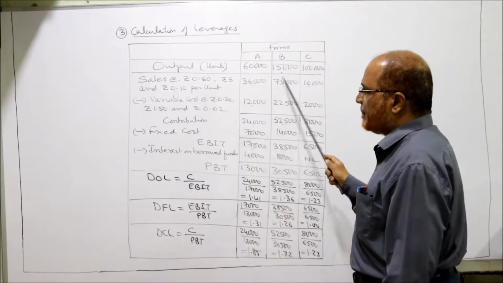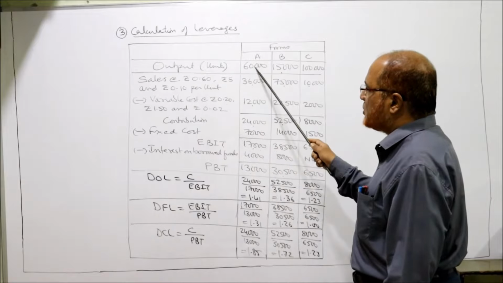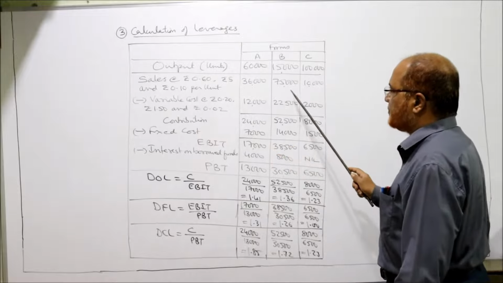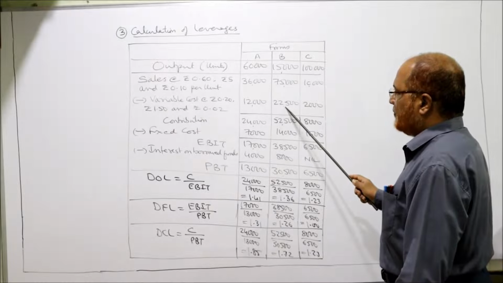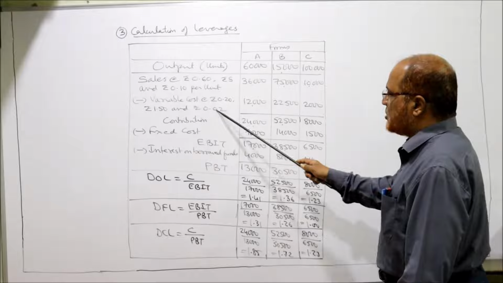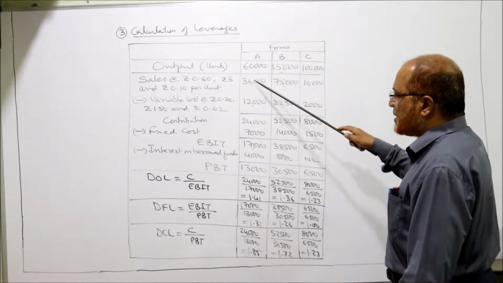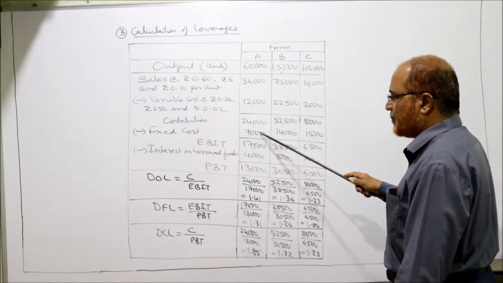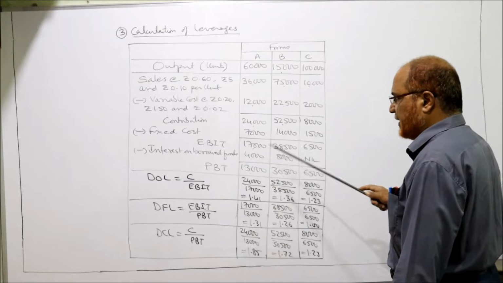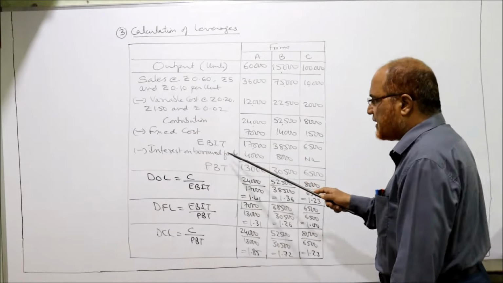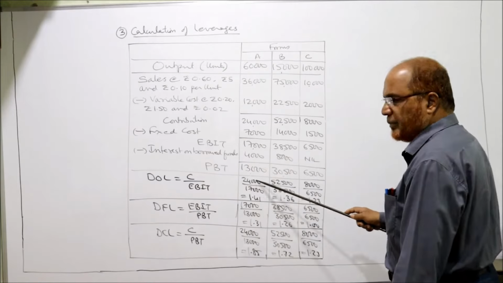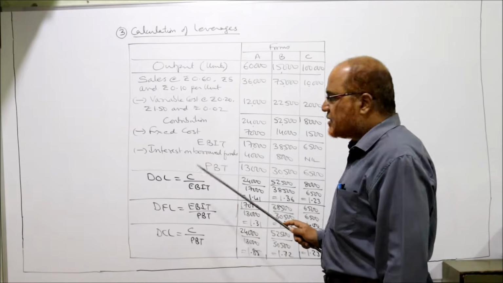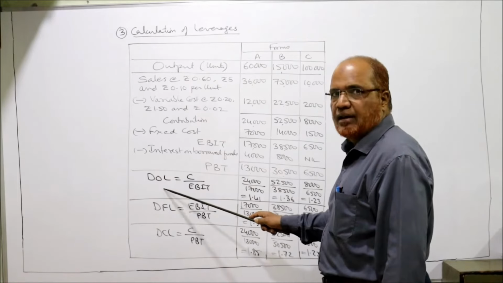Sales we got. Variable cost: 0.2 into 60,000, 12,000. 1.5 into 15,000, 22,500. 0.02 into 1 lakh, 2,000. Subtract, we'll get contribution. Less fixed cost, given in the problem: 7,000, 14,000, 1,500. EBIT. Less interest on borrowed fund, we'll get PBT. So we need calculations up to PBT. After calculating PBT, calculate DOL.